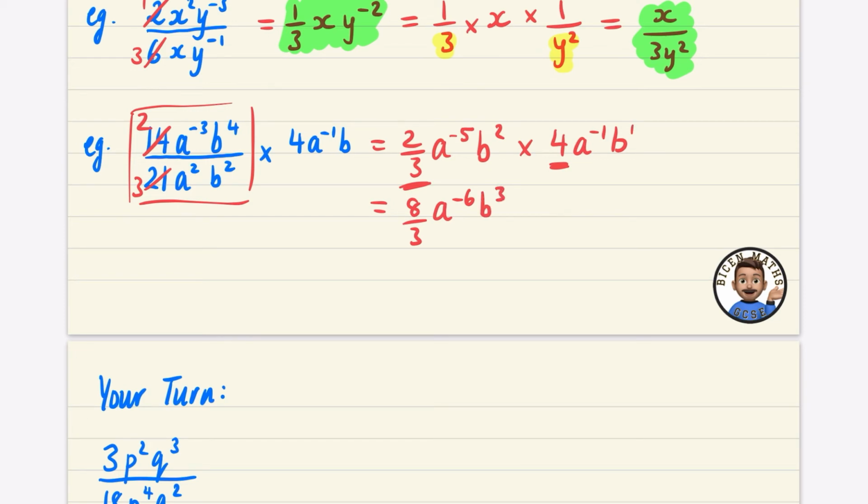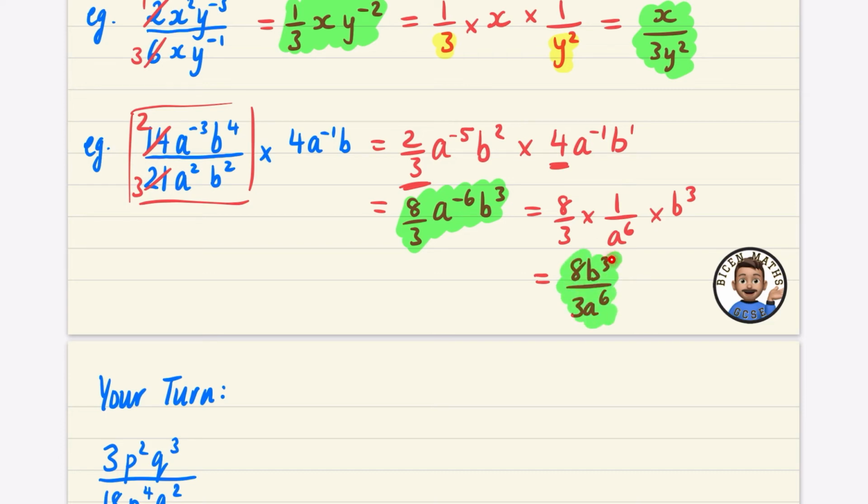Now this is perfectly correct, but we still want to do an equivalent version of this. We have the 8 over 3. A to the power of minus 6 is 1 over a to the power of 6. And we have b cubed. Notice I'm putting b cubed in the top. So when I multiply these top things together, I just get 8b cubed. And the bottom things, I get 3a to the 6. So this is the alternative way of writing this.